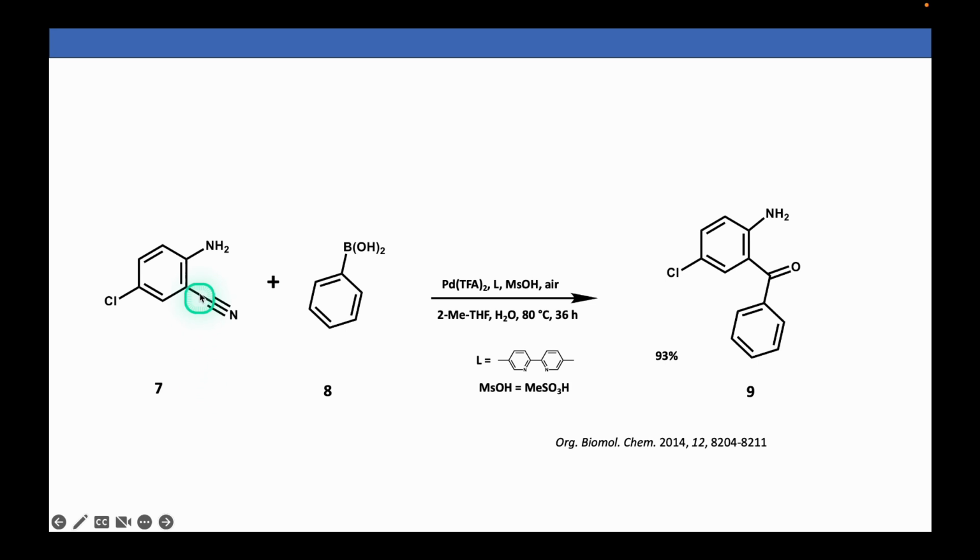The addition to the cyano group in 7 by a phenyl group is carried out by a reaction catalyzed by palladium 2 complexes using phenylboronic acid 8. The initially formed amine is hydrolyzed under the reaction conditions to produce benzophenone 9.